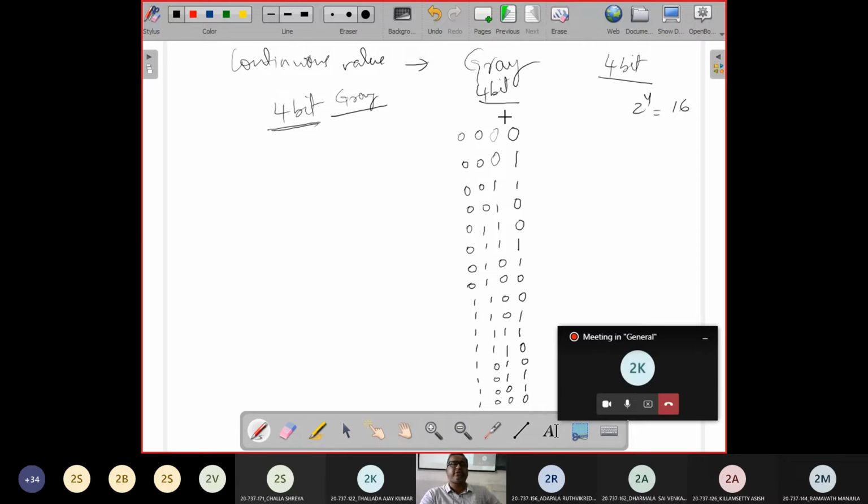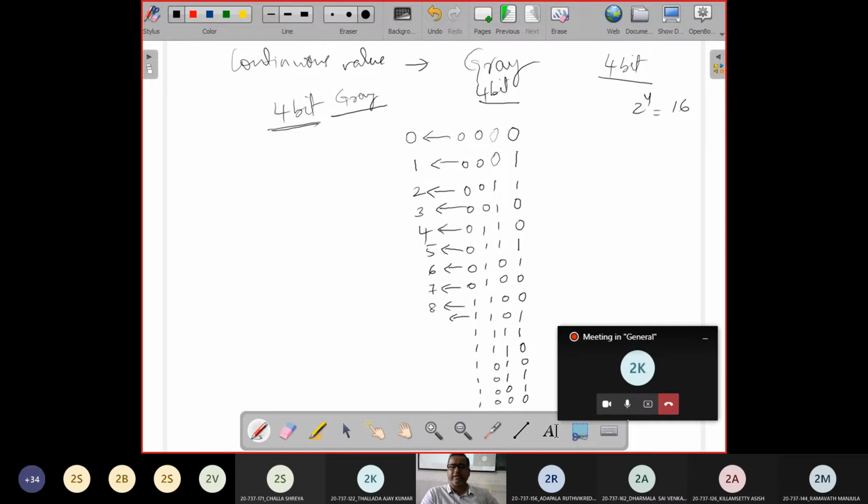Using 4 bits, how many numbers you can represent? You can represent 16 numbers. So this is the gray code for number 0. This is the gray code for number 1. This is the gray code for number 2. This is the gray code for number 3. This is the gray code for number 4. This is the gray code for number 5. This is the gray code for number 6. Gray code for 7. Gray code for 8.